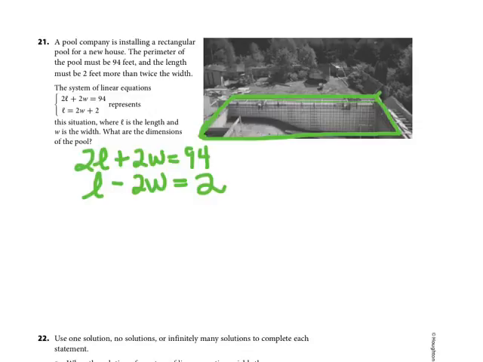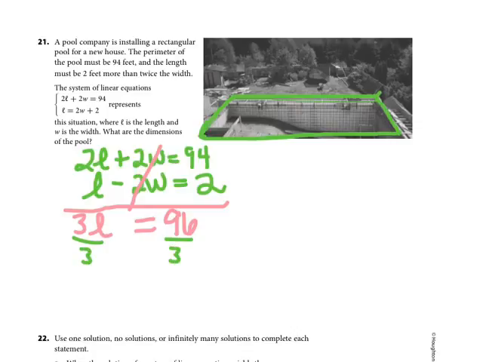Now you can see what's going to happen. You can see that these two are canceling out. And 2 plus 1 is 3. So 3 length. And then these canceled, so equals 94 plus 2, which is 96. So now I'm going to divide both sides by 3. And I'm going to end up with L is equal to 32. So I basically know that this length is 32 feet.